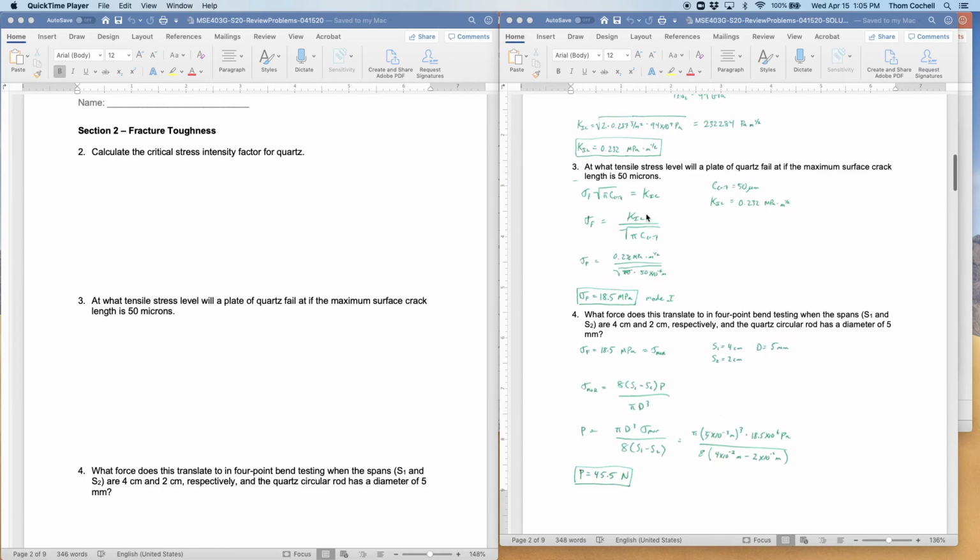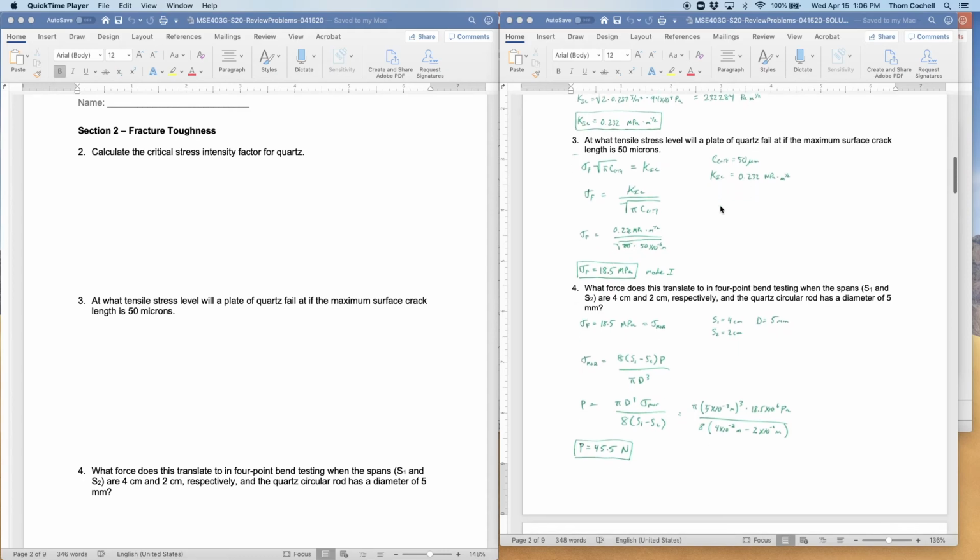Then the other side of the expression, which is equal to K1C, is the fracture stress and the critical crack length here. And so that's how we're getting the second part, because that's asking about the tensile stress level at which it fails if we have a crack of 50 microns. So basically plugging in 50 microns for C critical, and then the stress intensity factor that we just calculated, rearranging to solve for this stress value, we get 18.5 megapascals because all of those expressions were mode 1 or tension.